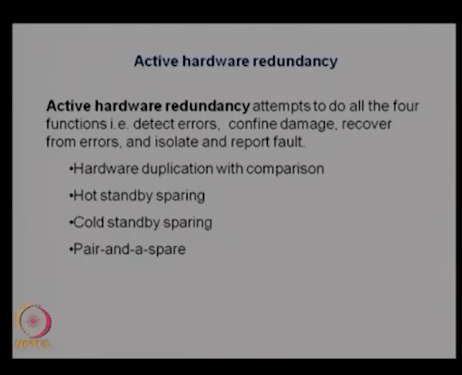We can actually do it by different methods. Hardware duplication with comparison is one of the basic blocks for active hardware redundancy. So to implement active hardware redundancy, hardware duplication with comparison is a must. That becomes one of the basic building blocks. And the methods are basically hot standby sparing, that is one method, the other one is cold standby sparing, and another one is the pair and spare method. So these are the different methods of implementing active hardware redundancy. Let us look at the methods by which we do this.